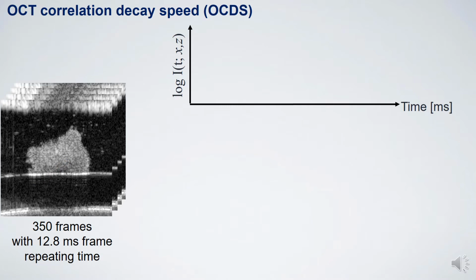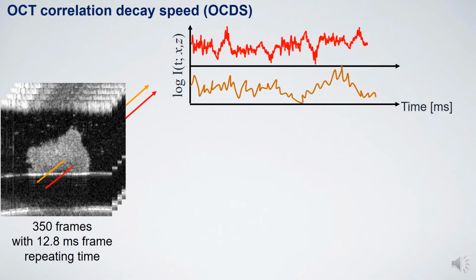Our second method is the OCT correlation decay speed, OCDS. And why did we introduce OCDS? It's simply because of the limitation of LIV. To explain this, let me introduce these two signals, which have the same fluctuation magnitude but different fluctuation speeds. These two signals are going to give us the same LIV. However, the dynamics behind them are totally different. So we proposed our OCDS.